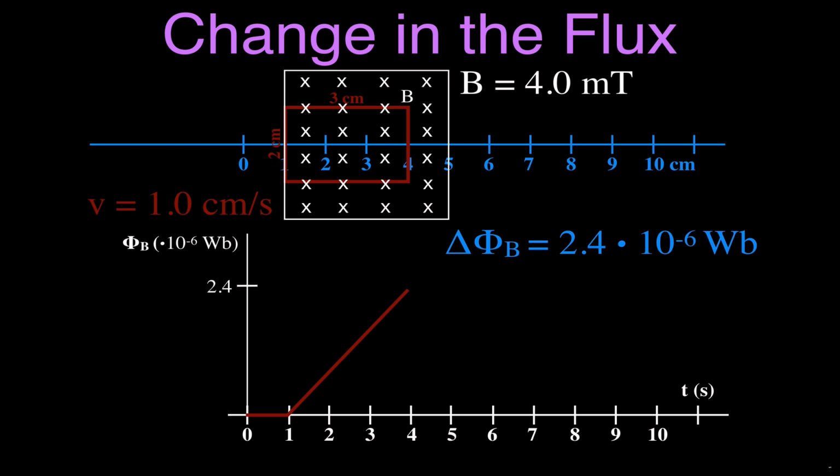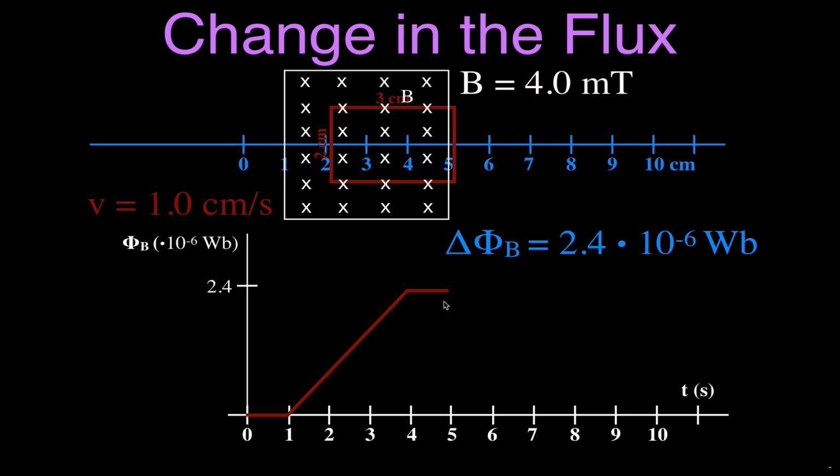So we draw like that. It's just a straight line, constant slope from the initial condition to the final condition, from 0 to 2.4 times 10 to the minus 6 Webers. Now for the next second, yes, there is a magnetic flux. It's not 0 again, but it's not changing. So we just draw a horizontal line. It's constant at 2.4 times 10 to the minus 6.